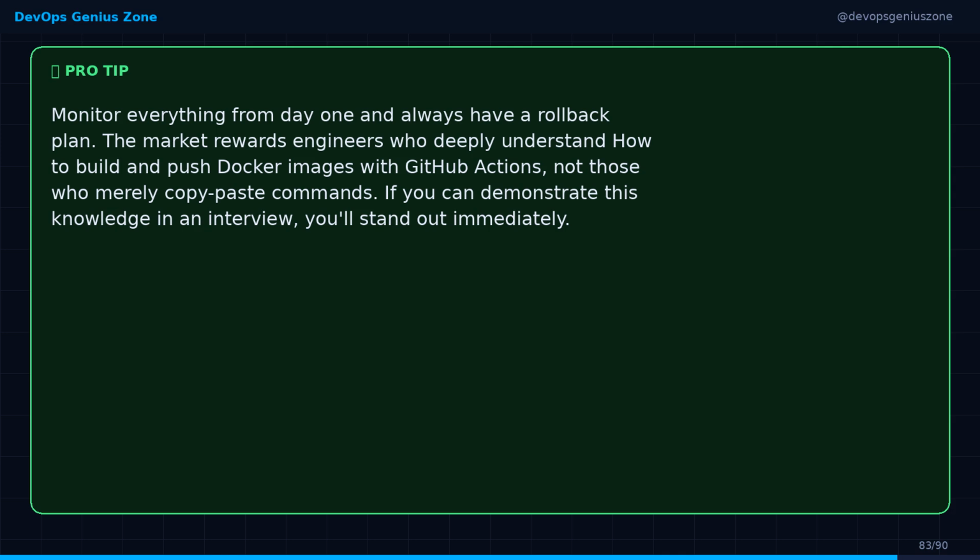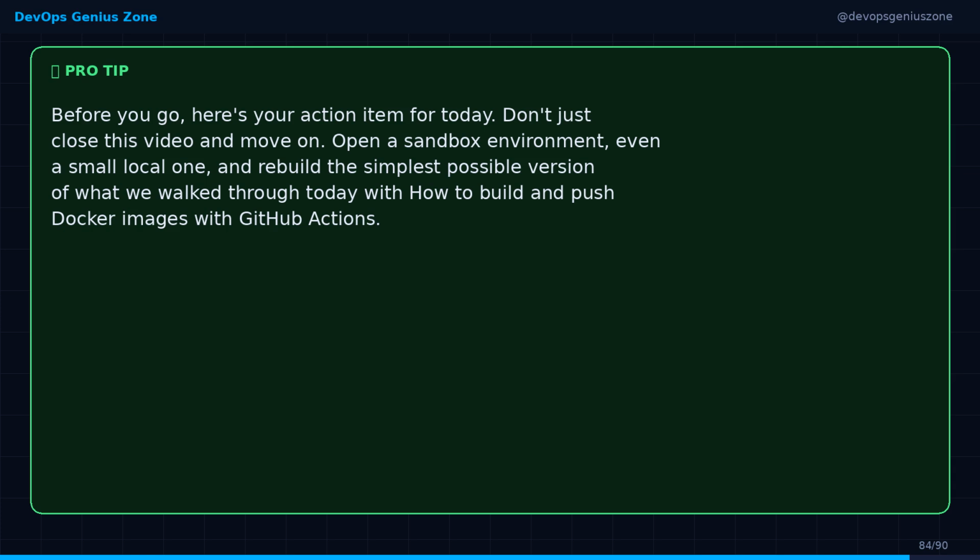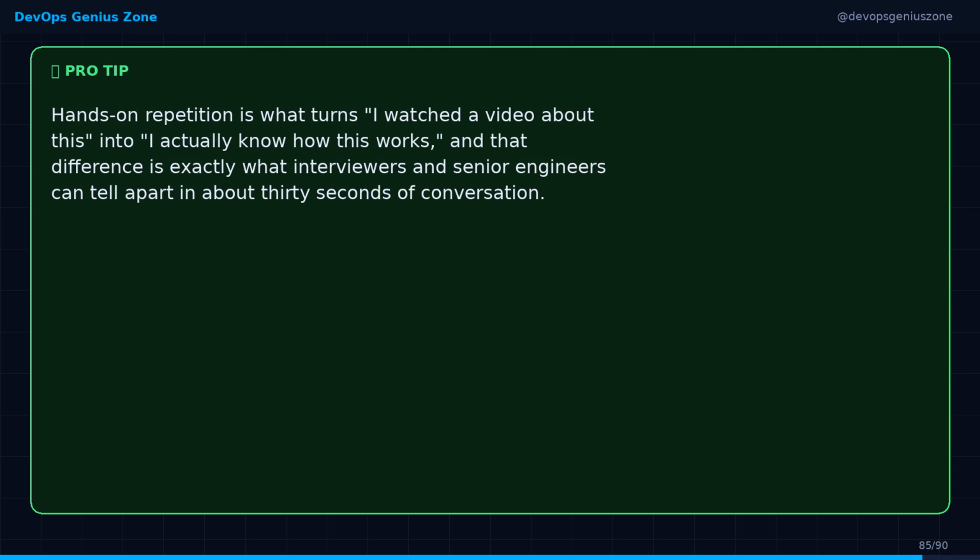To summarize, how to build and push Docker images with GitHub Actions is critical in the 2025 US DevOps job market. Start right by understanding requirements before touching configuration and version control everything. Follow best practices around least privilege, small changes, automation, and documentation. Monitor everything from day one and always have a rollback plan. The market rewards engineers who deeply understand how to build and push Docker images with GitHub Actions, not those who merely copy-paste commands. If you can demonstrate this knowledge in an interview, you'll stand out immediately.